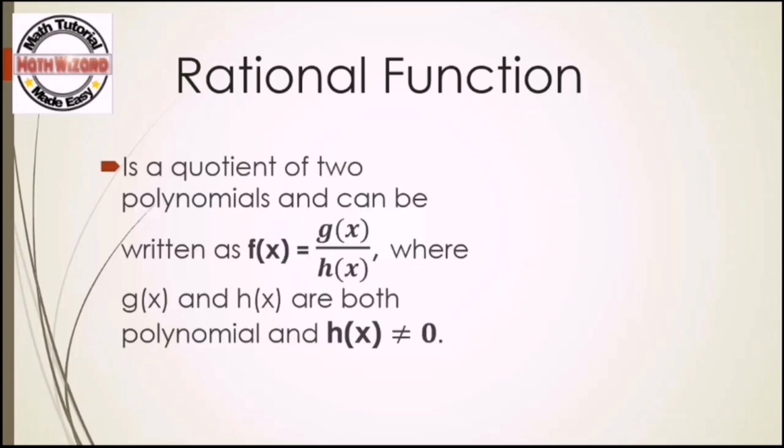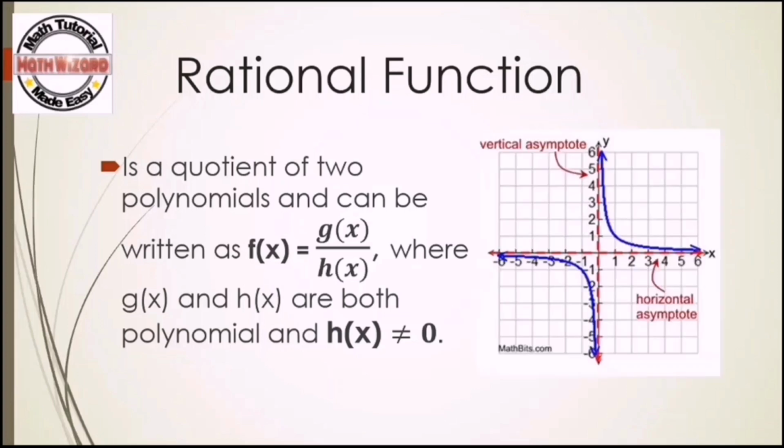A rational function is a quotient of two polynomials and can be written as f of x is equal to the ratio of g of x and h of x, wherein g of x and h of x are both polynomials, and h of x should not be equal to 0.